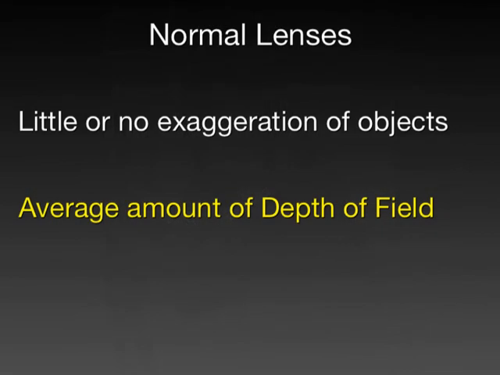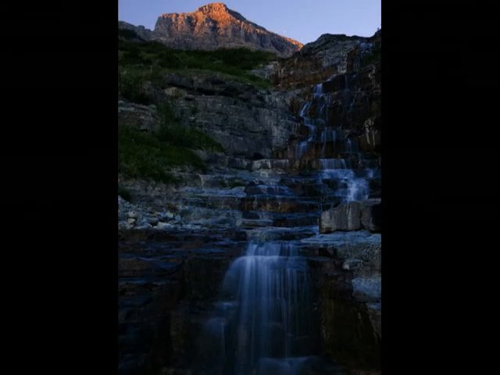Average amounts of depth of field. Again, if the wide-angle lenses give a lot of depth of field and longer lenses give us shallow depth of field, it makes sense that the normal lenses fall somewhere in the middle. This means we can usually get everything sharp from front to back, but we may have to try a little bit. In this shot I needed to stop down to f16 to get the foreground and background sharp.